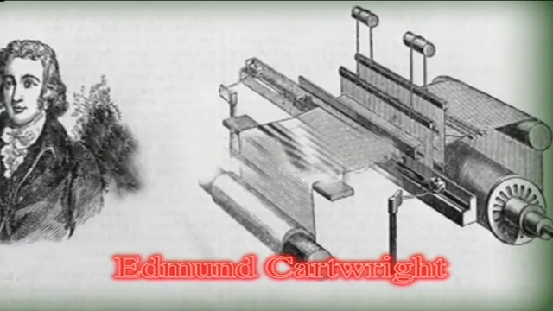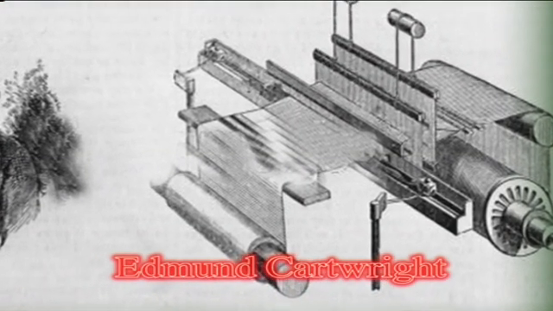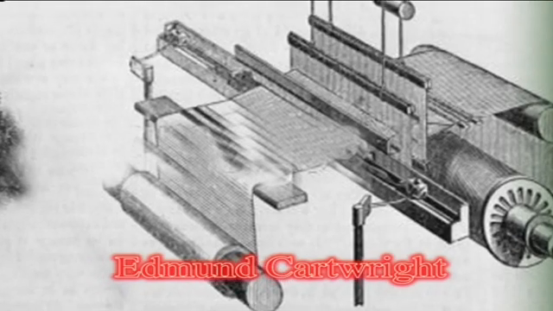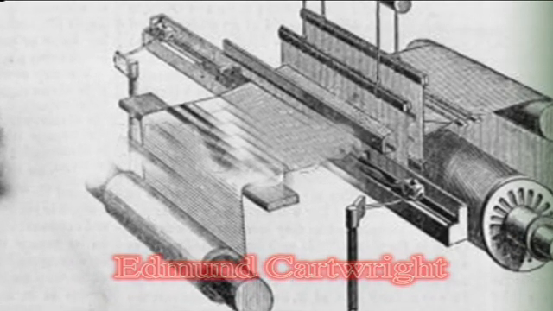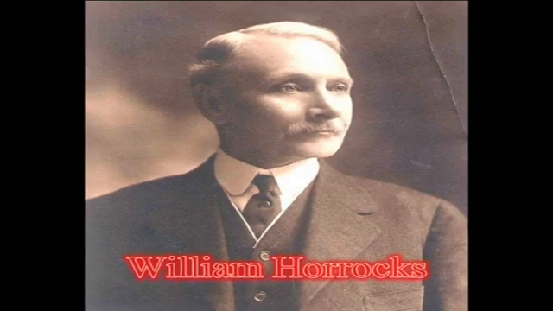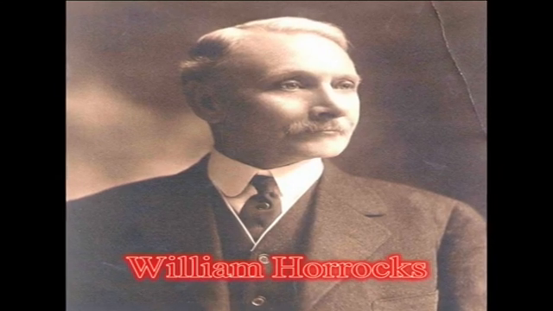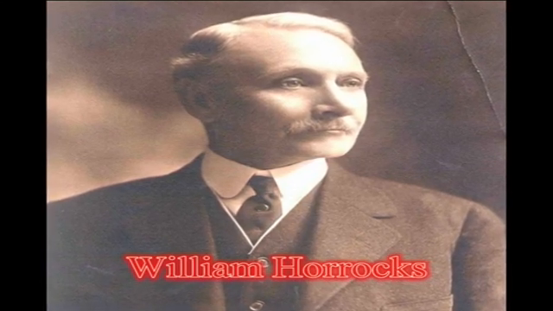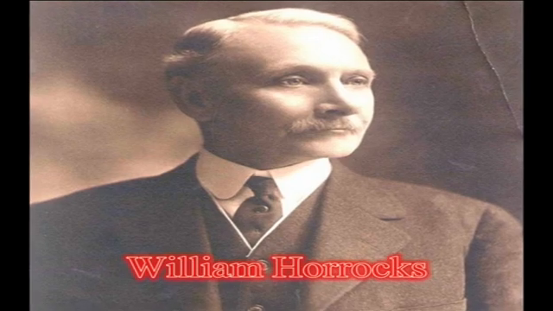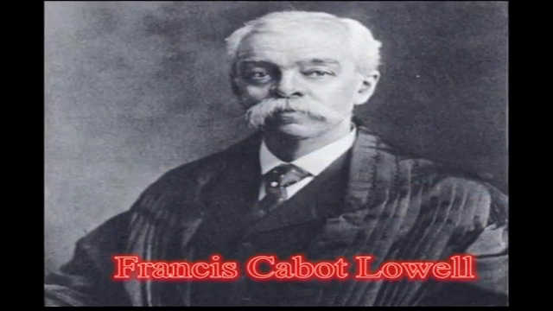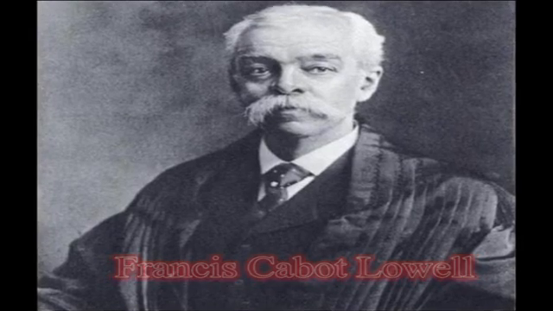Cartwright's power loom needed to be improved upon, and several inventors did just that. It was improved upon by William Horrocks, the inventor of the variable speed batten, and American Francis Cabot Lowell. The power loom became commonly used after 1820.